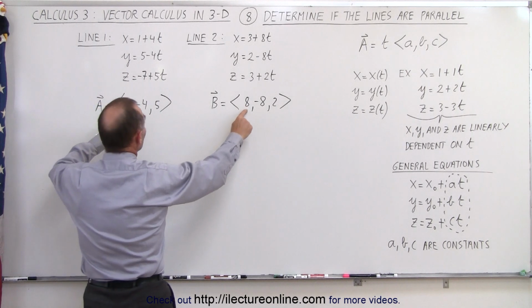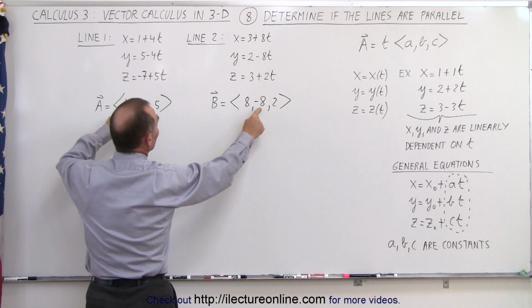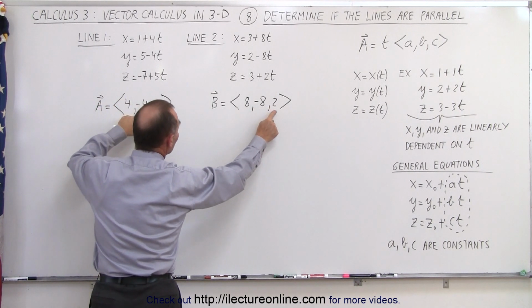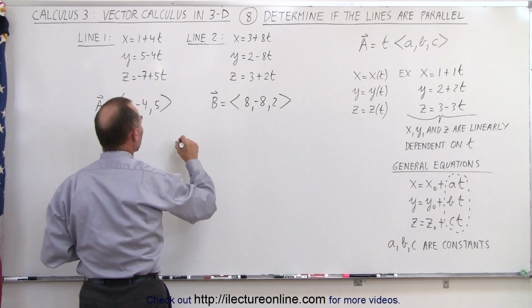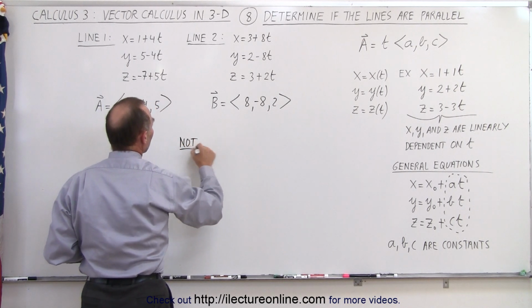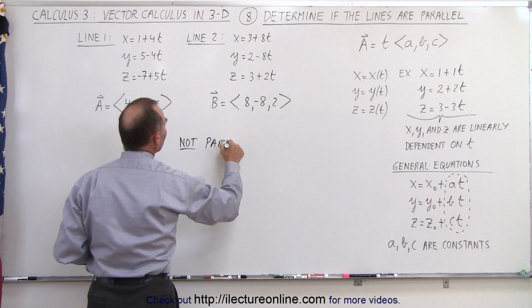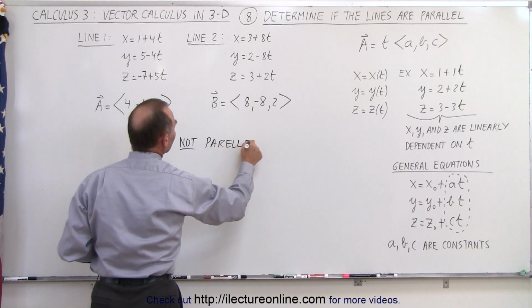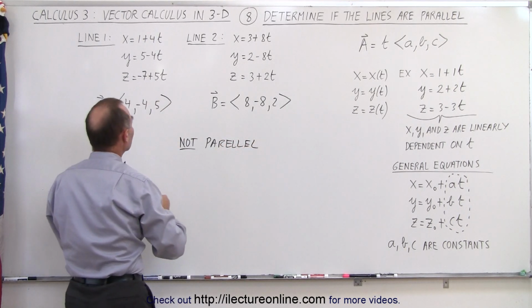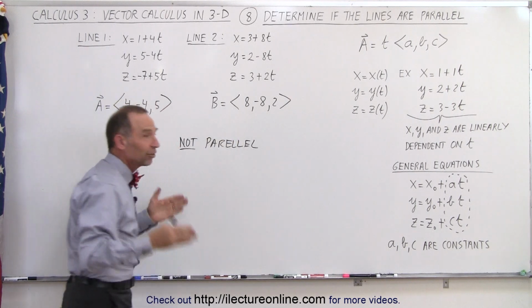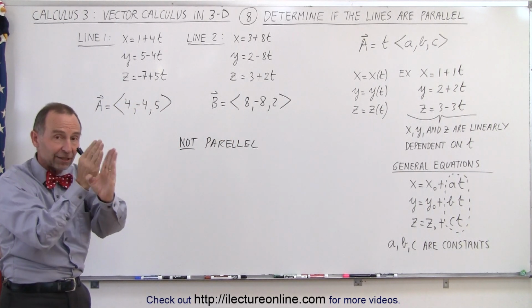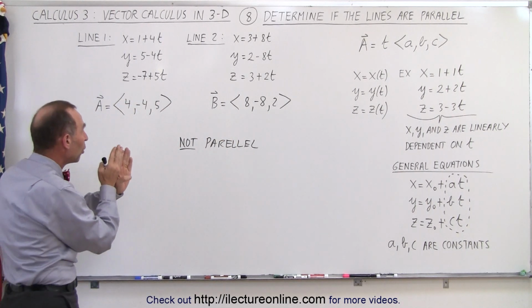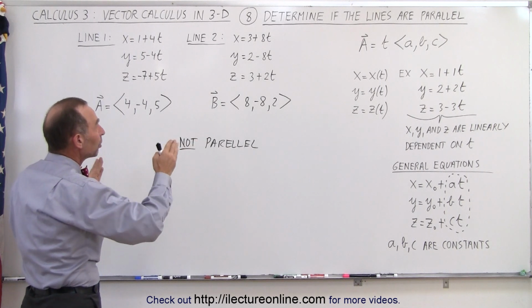We're almost there. This is a scalar multiple of this. This is a scalar multiple of this, but this is not. So therefore, they are not parallel. So what we were looking for is that the values were either the same. Of course, if they're the same, then they're the same vector, and then they're right on top of one another. Or one is a scalar multiple of the other.